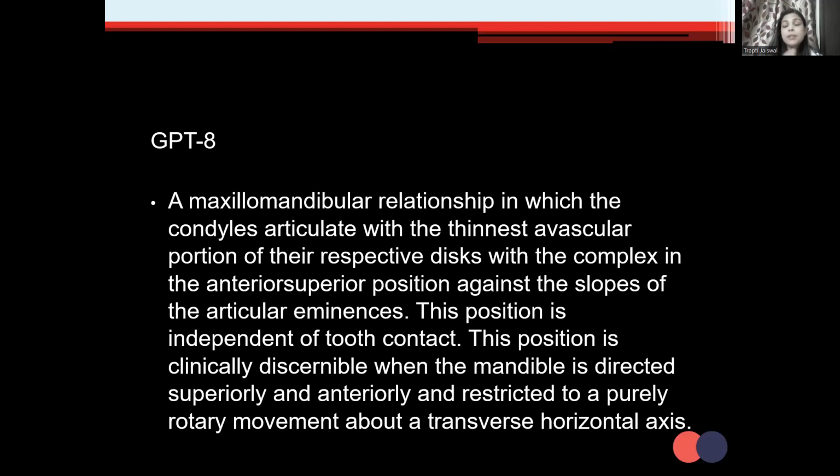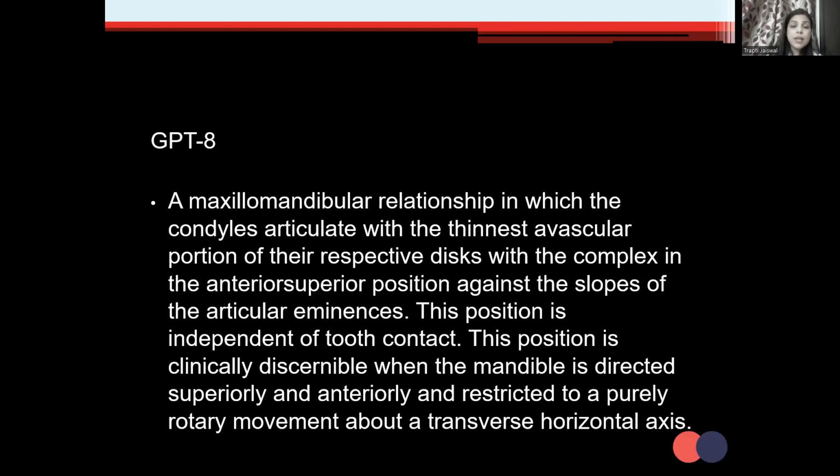When we guide the mandible superiorly and anteriorly, the condyle will exhibit only purely rotary movement, and rotary movement occurs around the hinge axis. So, the terminal hinge axis. So what are the mandibular movements? Mandibular movements are rotary and translatory. In rotary movement, only pure rotation of the condyle occurs, and in translation, there is a downward and forward movement of the condyle also. And so the hinge axis also changes along with the translatory movement.